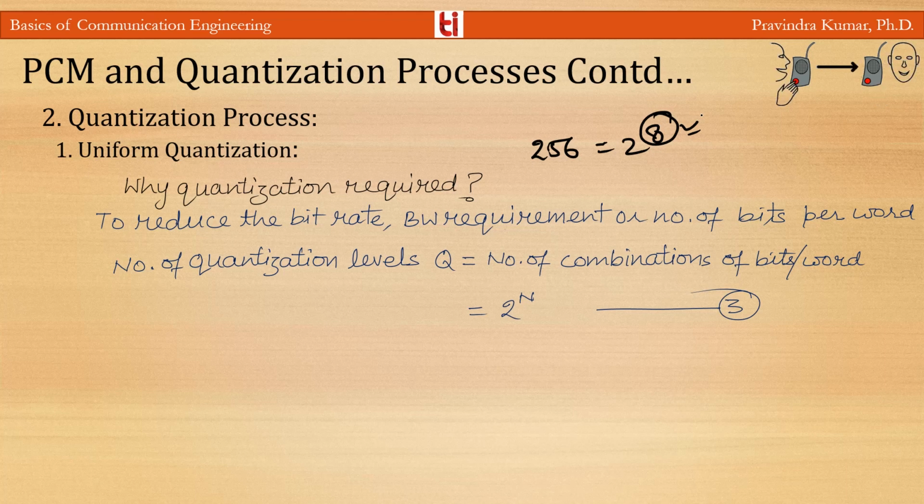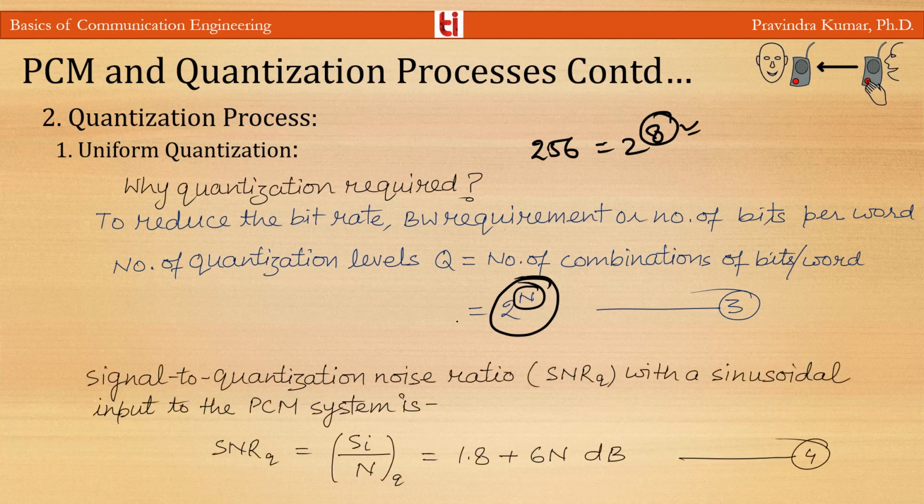bit rate and the bandwidth requirement. The number of quantization levels q will be the number of combinations of the bits per word, and it will be 2 to the power n. This is the number of bits required. If we just consider n equal to 4 bits per word, then the number of quantization levels will be 16, since 2 to the power 4 is equal to 16.